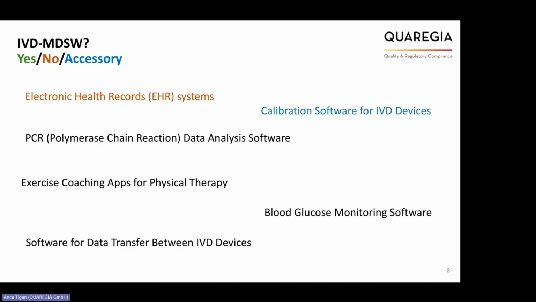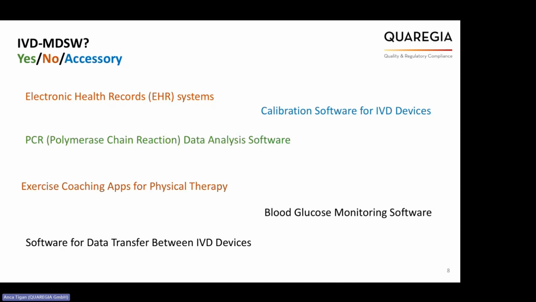A calibration software for IVD devices would be an accessory because the software would not have a medical purpose in itself, but it would assist the functionality of an IVD. Whereas, for example, a PCR data analysis software would be considered a medical device, an IVD medical device software, because it has a medical purpose. It performs an action on data that is different from storage, archival, communication, or simple search, and it is for the benefit of individual patients. So it fulfills all the 3 MAP criteria.